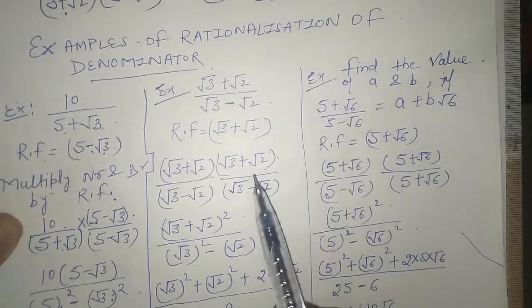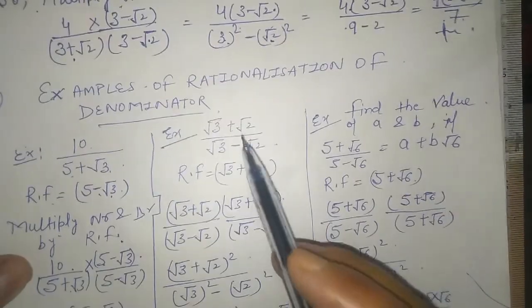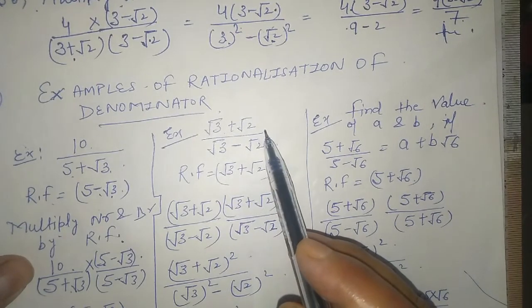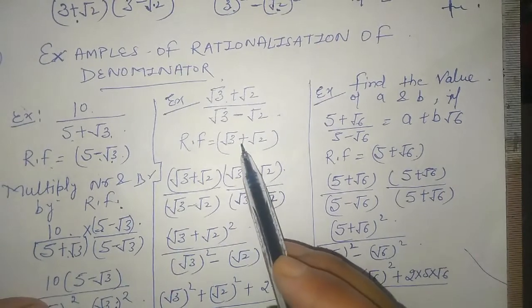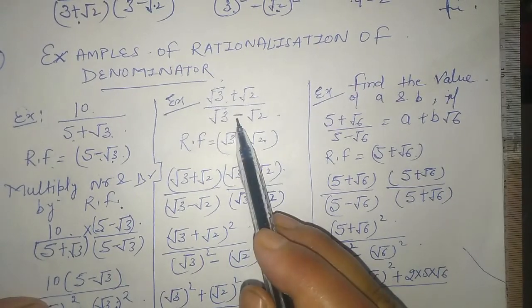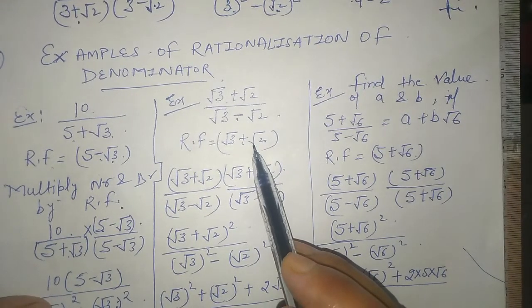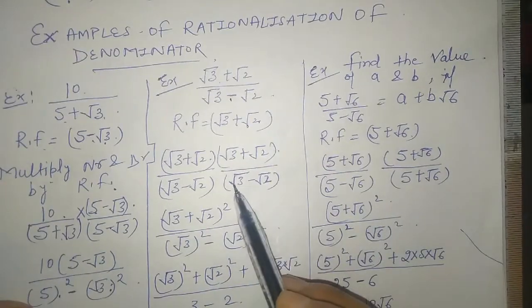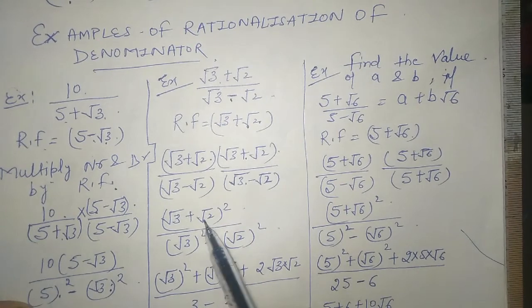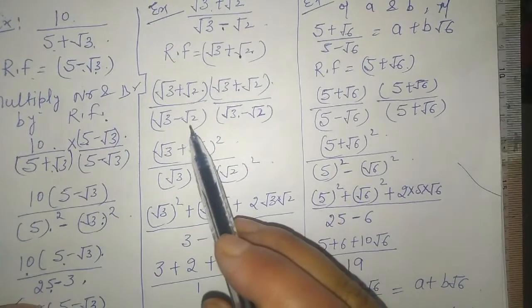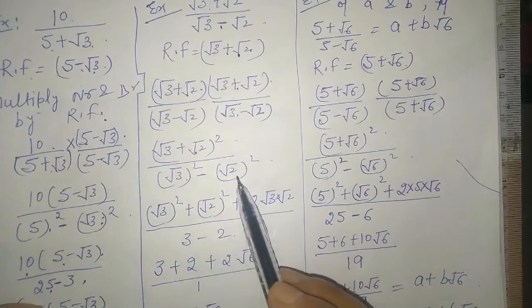One more example is here, root 3 plus root 2 upon root 3 minus root 2. Now we are having root in both numerator as well as denominator. So the rationalizing factor is root 3 plus root 2. This is minus sign, so we are having root 3 plus root 2. So multiplying in numerator and denominator. In the numerator, it becomes the whole square of plus sign. In the denominator, always there is a square minus b square.